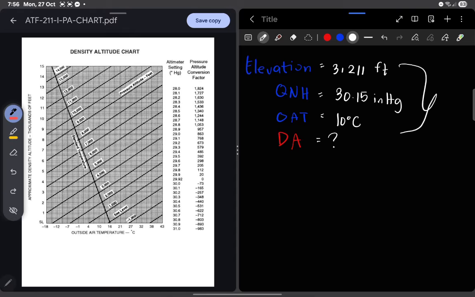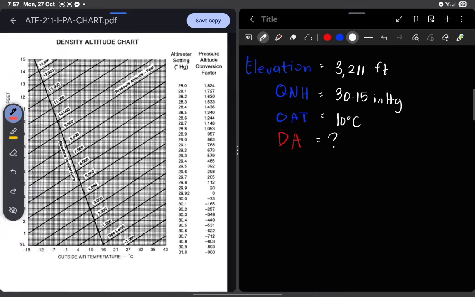So we have our given values here. What we're going to need to do is get our pressure altitude first. Our elevation is 3,211 feet. First, let's take a look at our altimeter setting. Our altimeter setting is 30.15 inches of mercury.